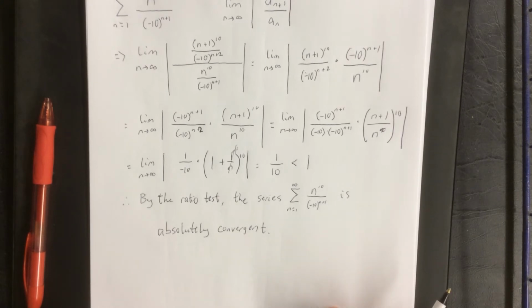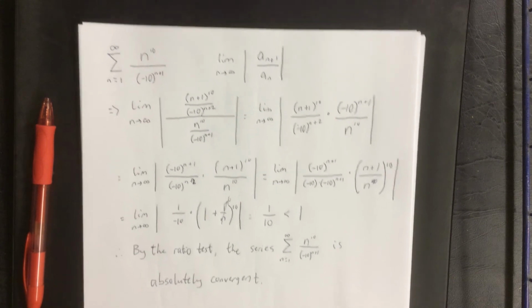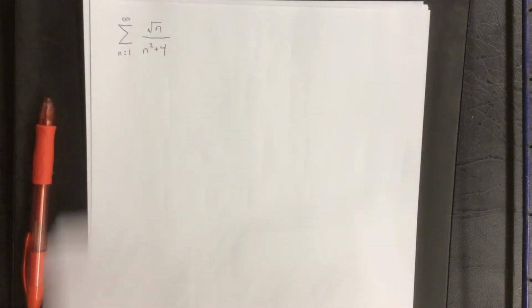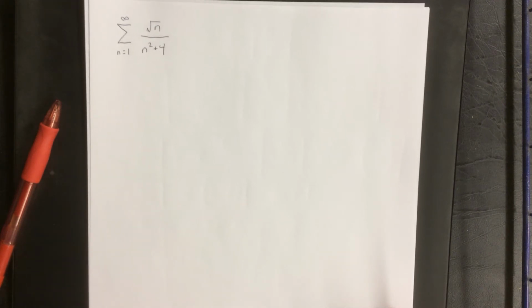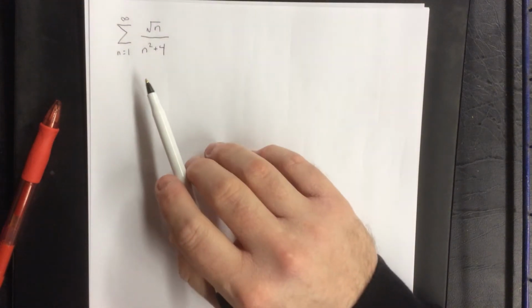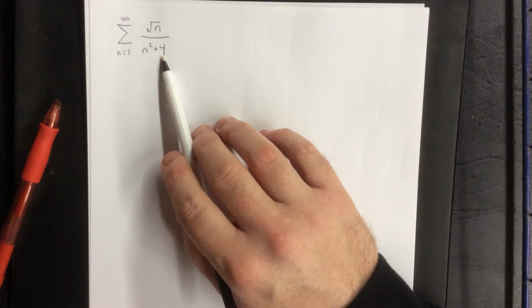So, now that we've seen one successful conclusion where it diverges and one successful conclusion where it absolutely converges, let's take a look at the following example. This time we're going to try out the sum from n equals 1 to infinity of square root of n over n squared plus 4.